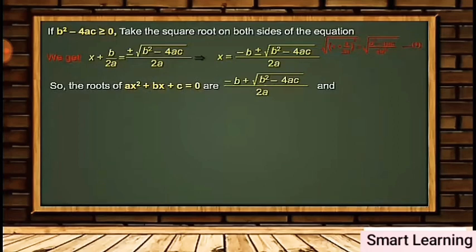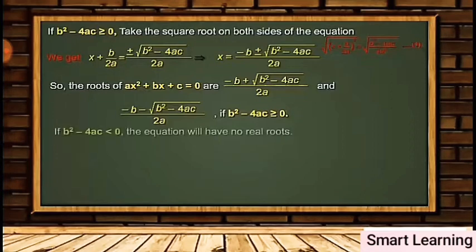So the roots of ax² + bx + c = 0 are (−b + √(b² − 4ac))/2a and (−b − √(b² − 4ac))/2a, if b² − 4ac is greater than or equal to 0. If b² − 4ac is less than 0, the equation will have no real roots.